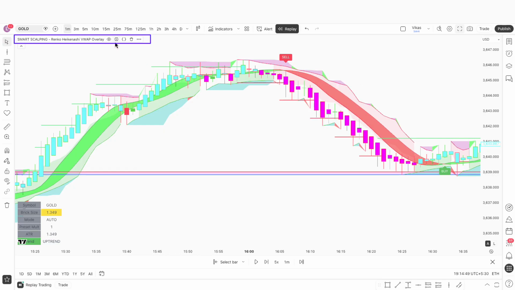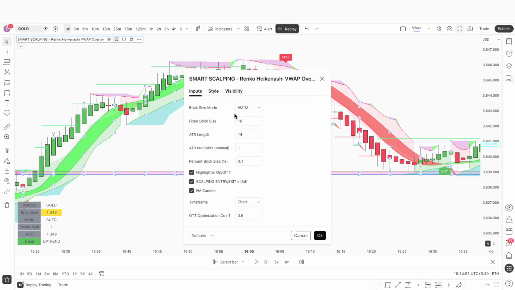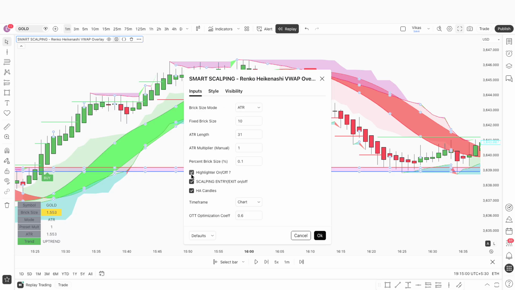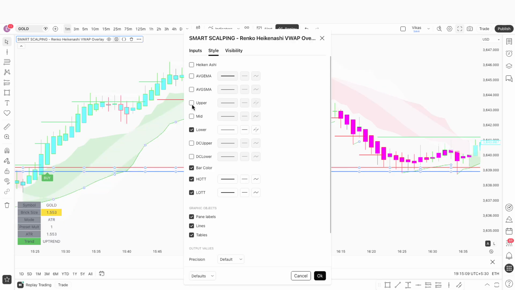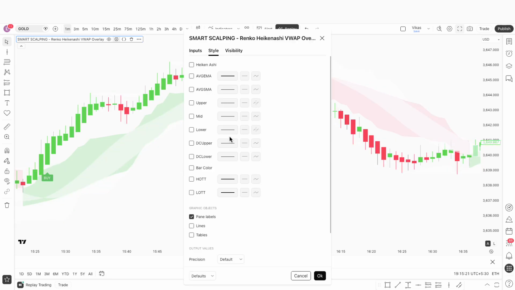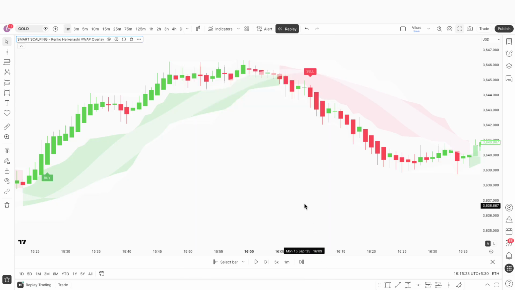Now the indicator settings change for perfect signals. First, change the brick size mode from auto to ATR. After that, change the ATR length from 14 to 31, and we have to keep these options hidden. Here, everything is fine after that. Click OK. Now we'll add one more indicator to make this strategy more powerful.